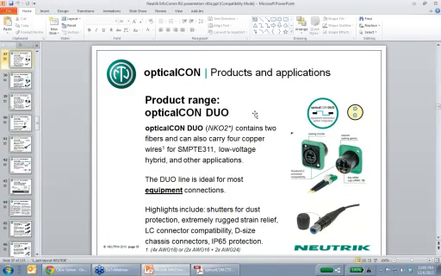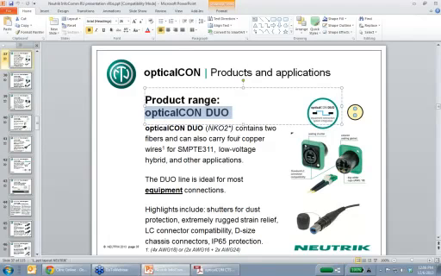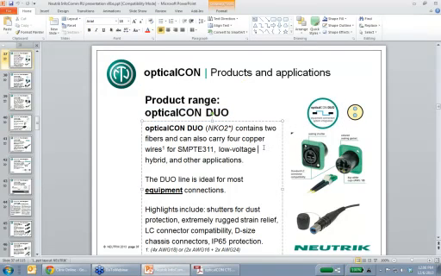So our product range consists of three families within opticalCON. The first is opticalCON Duo. It can take care of 2 fibers and also carry 4 copper wires, which are typically used for camera connections. This Duo line, which is send-receive, is typically used to connect equipment.